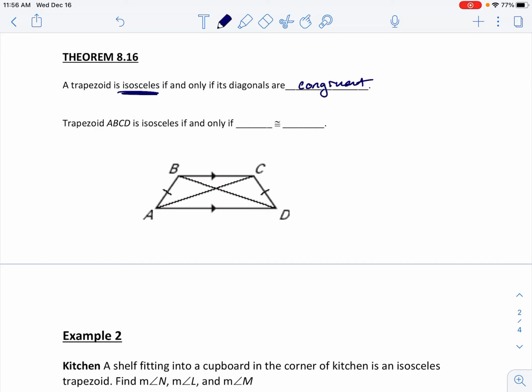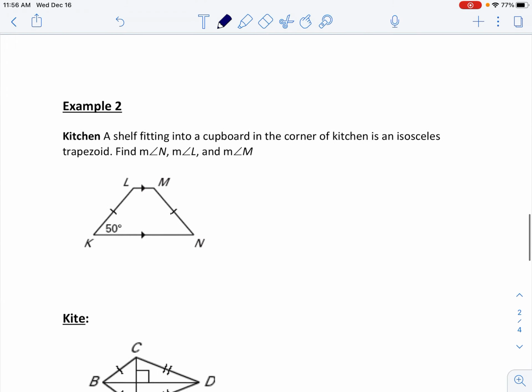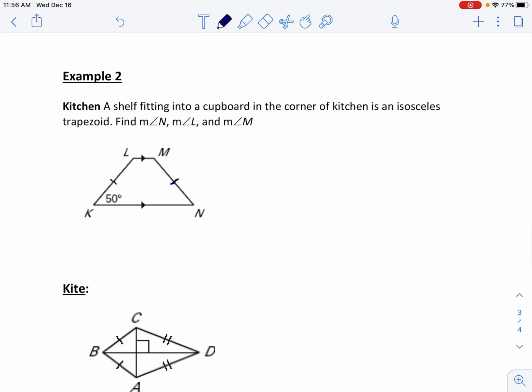So in this picture, notice that we don't necessarily have the tick marks there, but what we do know is that AC will be congruent to BD. I'm not going to put the tick marks there because it might confuse you with which parts, but we know that those diagonals are the same length. So we're going to do an example real quick dealing with an isosceles trapezoid, it looks like, because I do have these tick marks here. Let's read what it has for us.